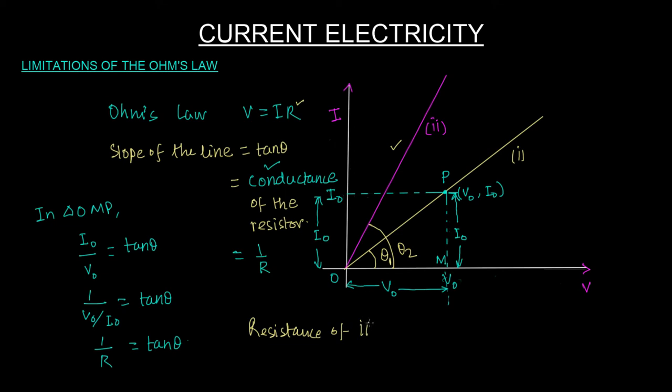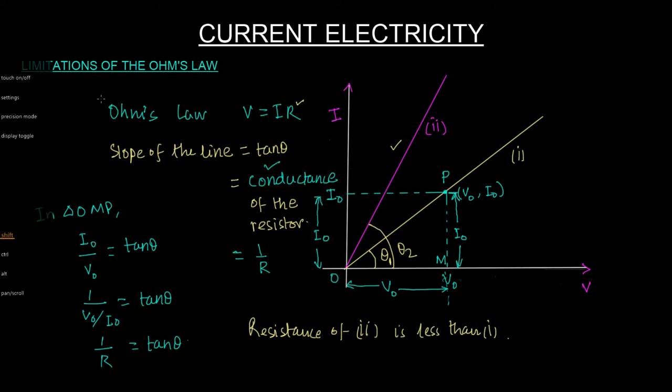So the resistance of the second graph, 2, is less than that of 1, right? Correct. So these interpretations are asked and you should be able to answer them, right?